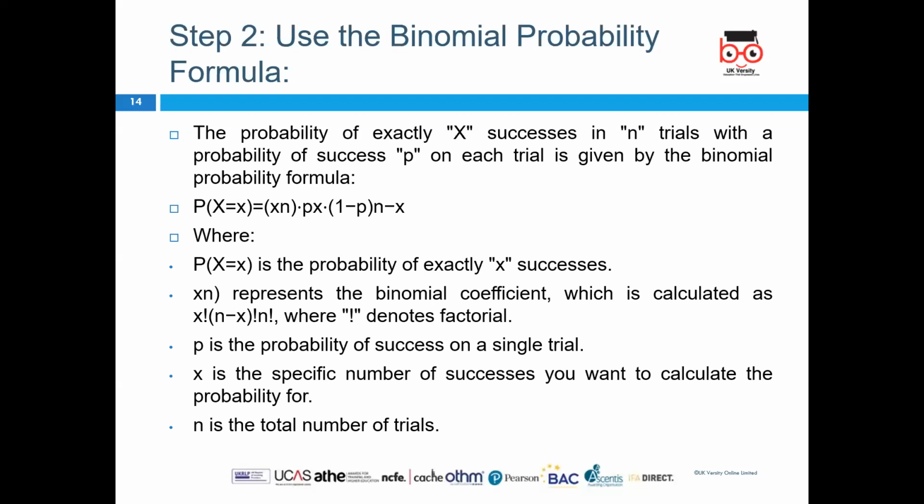Xn, it represents the binomial coefficient, which is calculated as the factorial of n divided by the factorial of n minus x into factorial of x. So that is the denotation in mathematical representation. P is the probability of success on a single trial, and X is the specific number of successes you want to calculate the probability for. N is the simplest thing, which is the total number of trials.